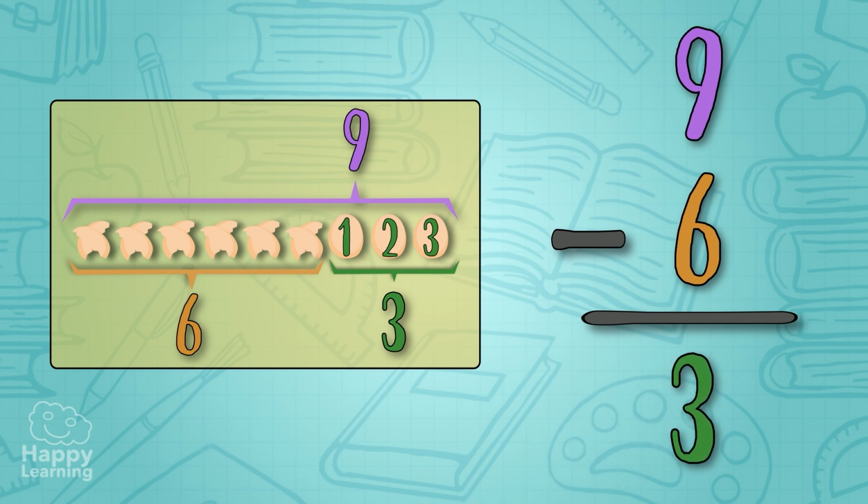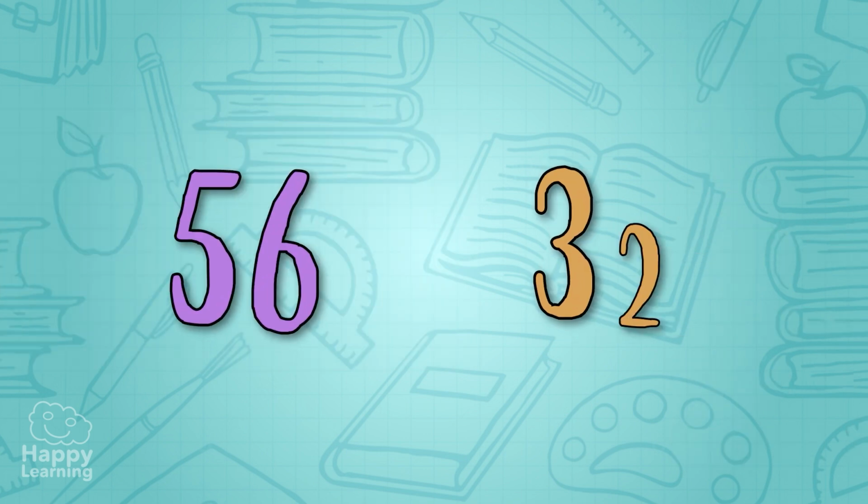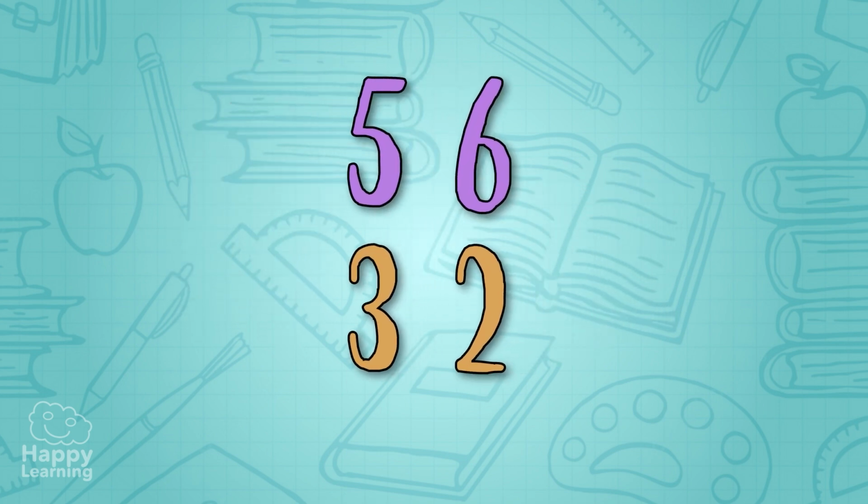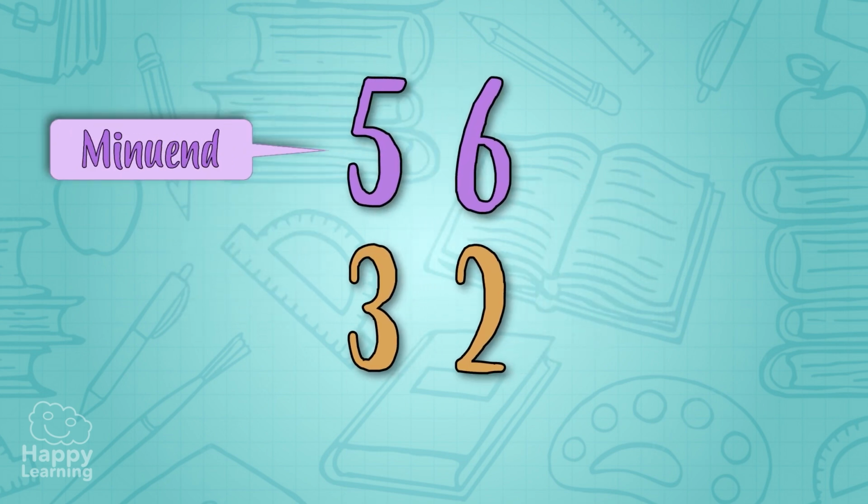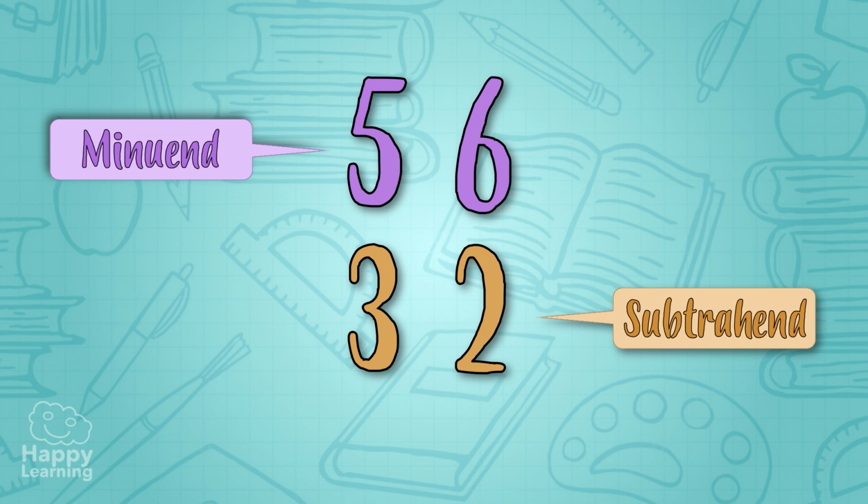Now we know how to subtract simple figures, but now we're going to complicate things a little more. To subtract larger figures, for example 56 minus 32, we need to write down the minuend, 56, and under it, the subtrahend, 32.